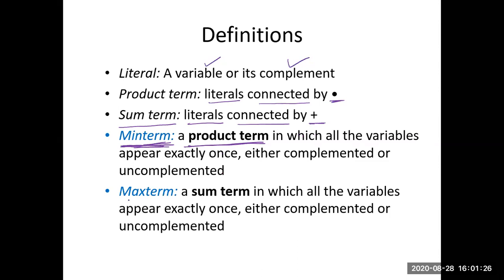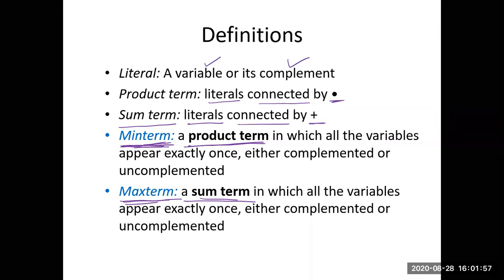Okay, if you are dealing with a max term, a max term is a sum term. In place of a product I am taking a sum term, a sum term in which all the variables appear exactly once, either in complemented form or uncomplemented form. So these are known as max terms, and the other one is known as a min term. Remember this: whenever you are writing in the form of a product, that is your min term, and whenever you are writing in the form of a summation, that is a max term.